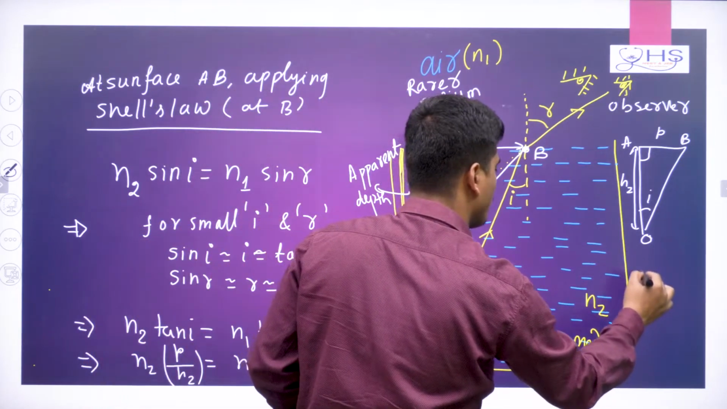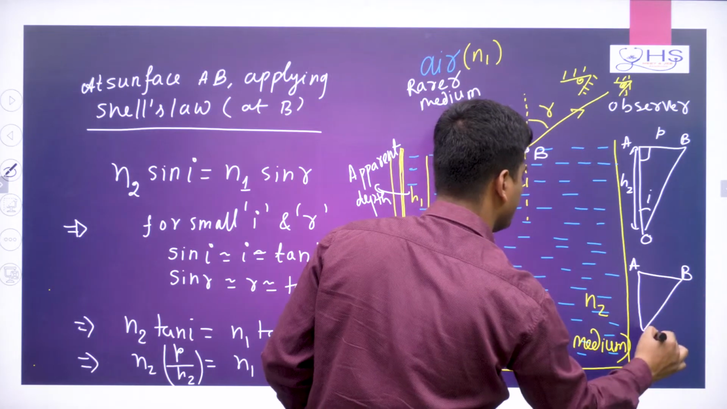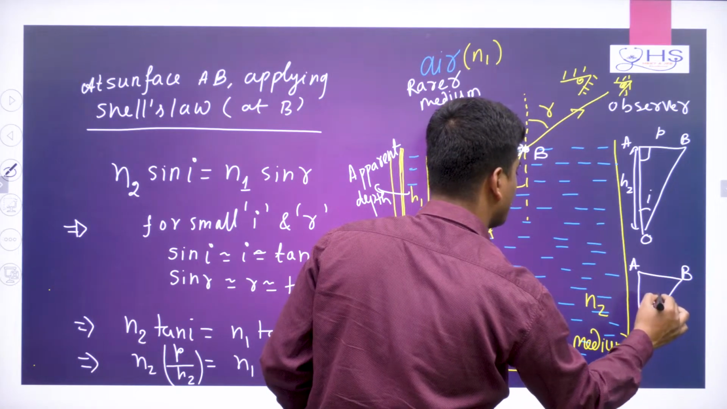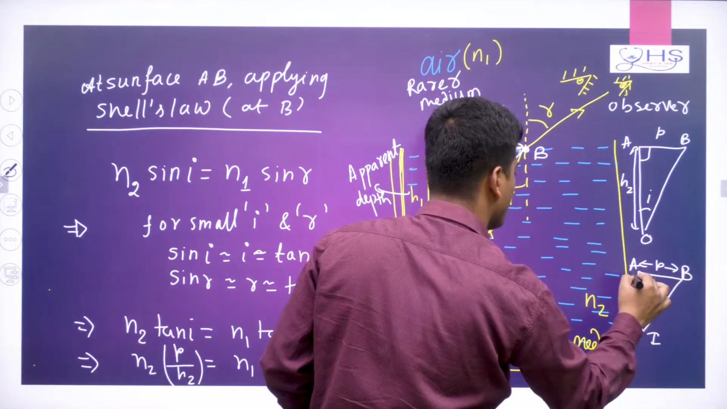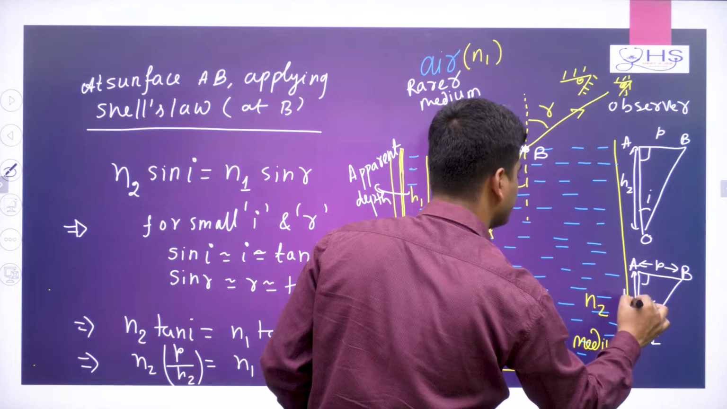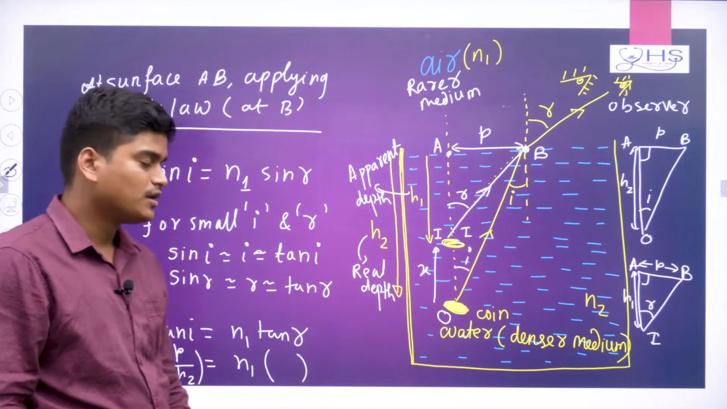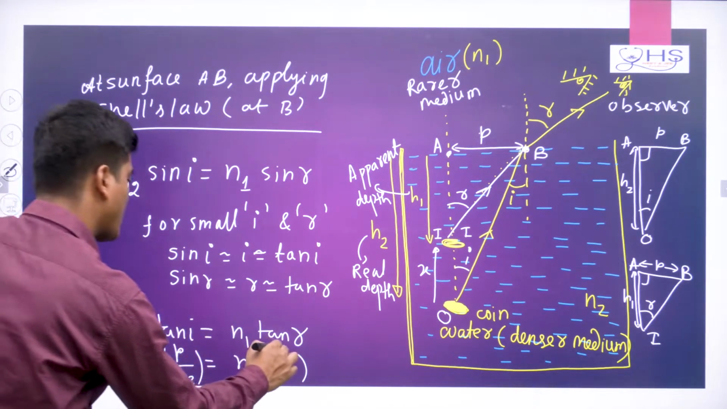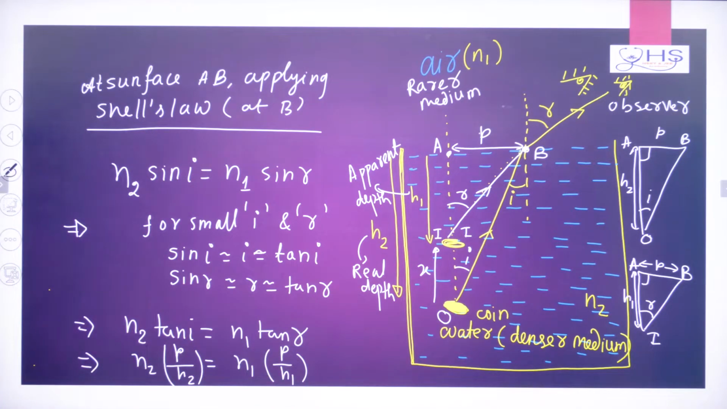Similarly, if you want to find tan r, we need to check the triangle ABI. Here is another triangle, ABI. This is your r, this is your 90 degree, this distance AB is P, and from here to here you can take as H1, which is the apparent depth. Now tan r I can write as P by H1.